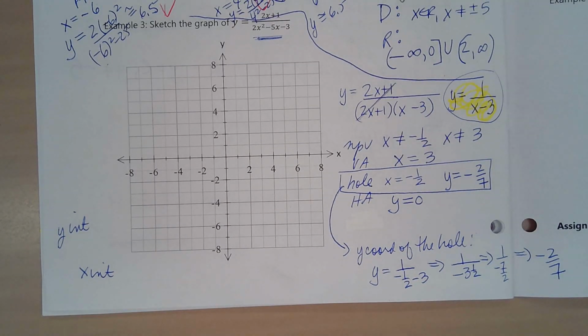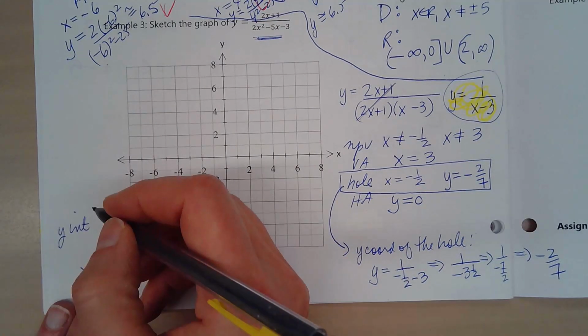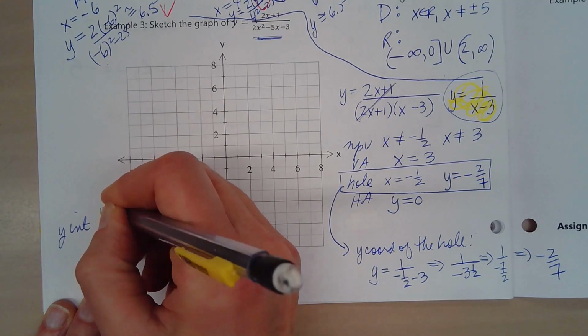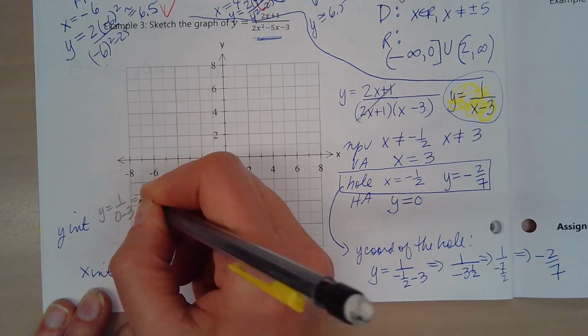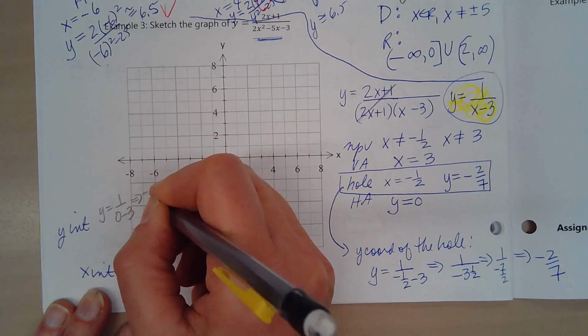Y-intercepts are always the easiest, right? Because it's set up for you in y equals form, so you just have to do a substitution. So what's your y-intercept? You just put a 0 in for x, right? Y equals 1 over 0 minus 3, negative 1/3. Agreed?